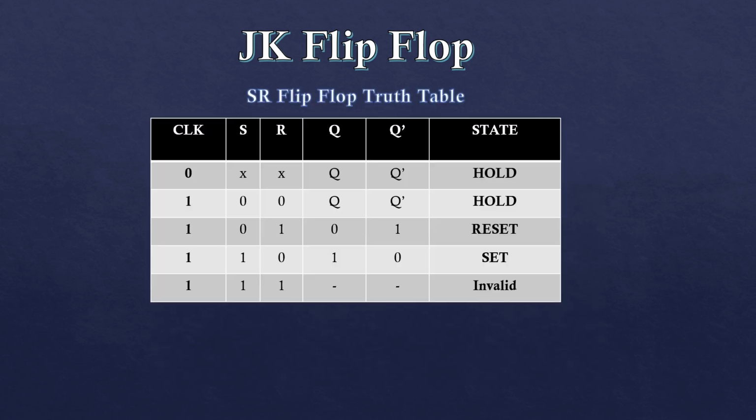The first disadvantage of the SR flip-flop is, you can see here, when clock is 1, for three of these inputs you are getting some values, but for this one you are getting invalid. So the JK flip-flop will solve this issue, that is, it will remove this invalid state. You will get the outputs as Q bar and Q. In the further video, you will understand it more clearly.